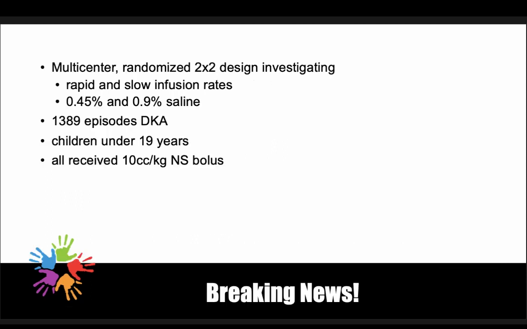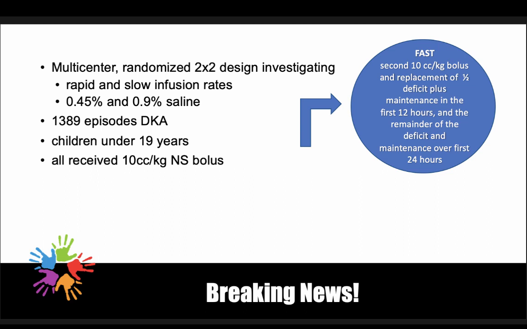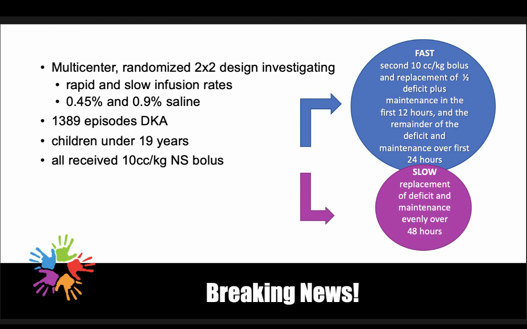What's been really helpful was a recent publication by Kuppermann in 2018 that performed a randomized controlled trial of almost 1,400 kids with DKA. All of these kids received a 10 cc per kilo normal saline bolus, and then these children were randomized to have their fluid replaced either in the fast group, so those kids received a second 10 cc per kilo bolus and received fluids such that they were replaced over the first 24 hours, or a slow group where the deficit and the maintenance were replaced evenly over 48 hours.